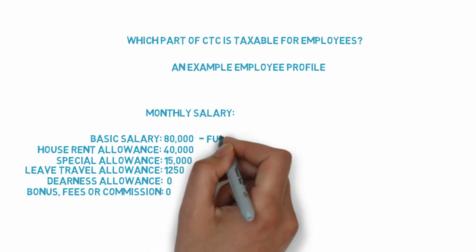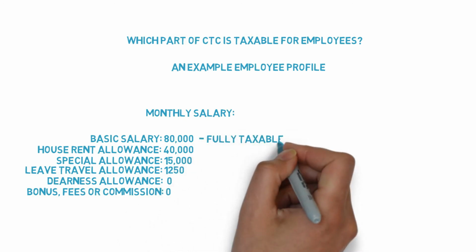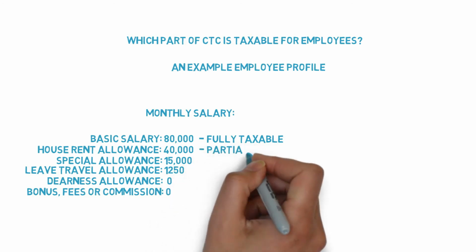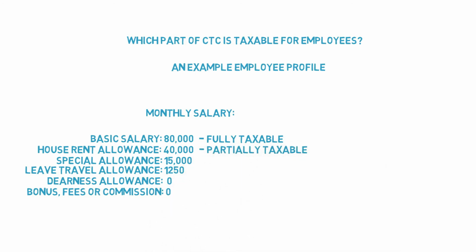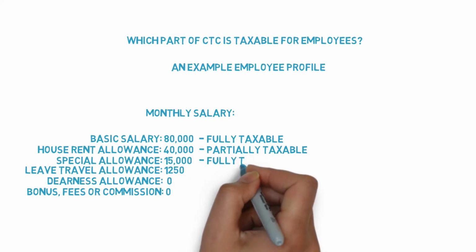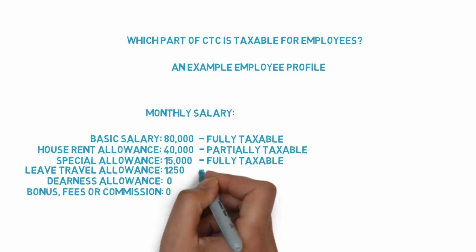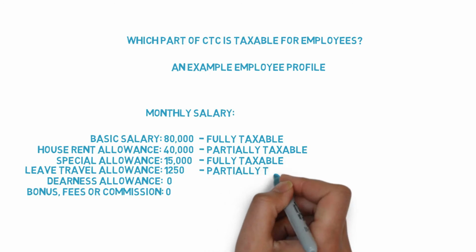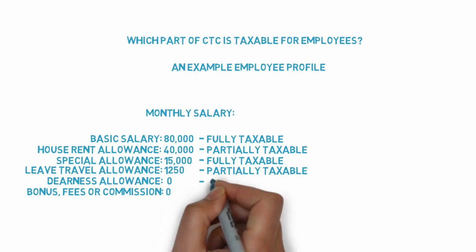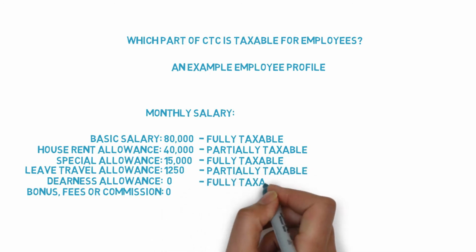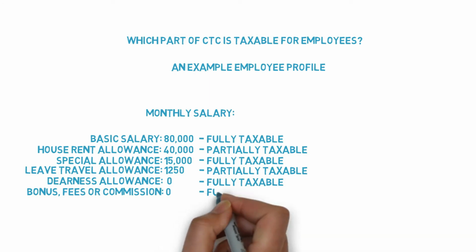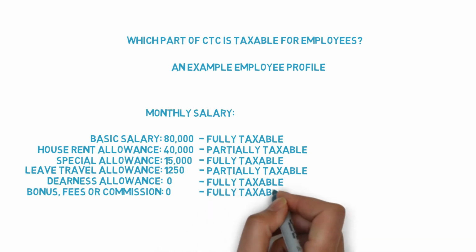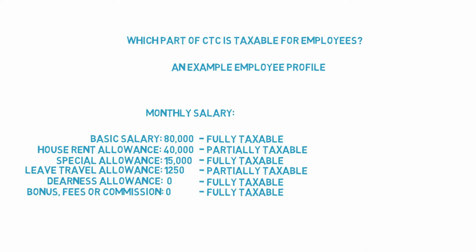Here, basic salary is fully taxable. HRA is partially taxable. Special allowance is fully taxable. Leave travel allowance is partially taxable. Dearness allowance is fully taxable. Bonus, fees or commissions are fully taxable. So except HRA and LTA, others are fully taxable.